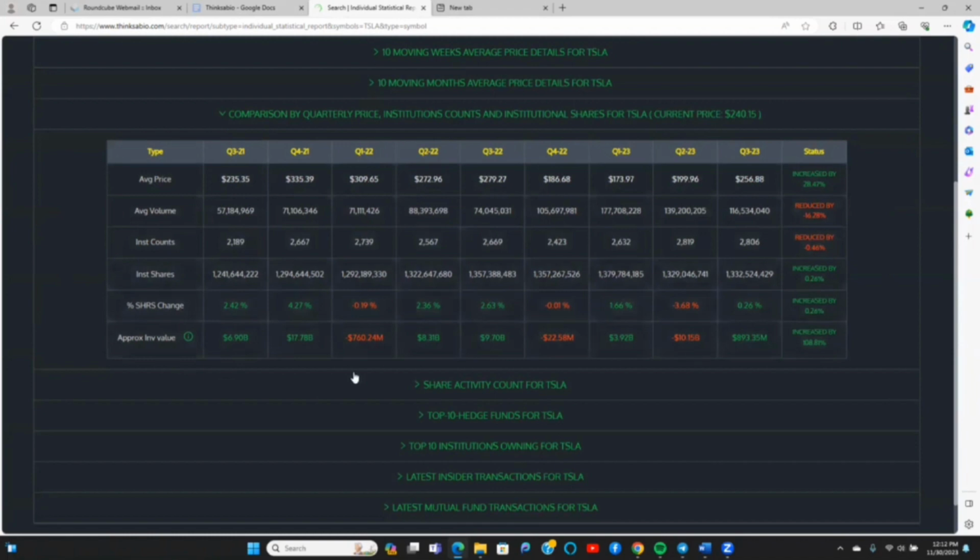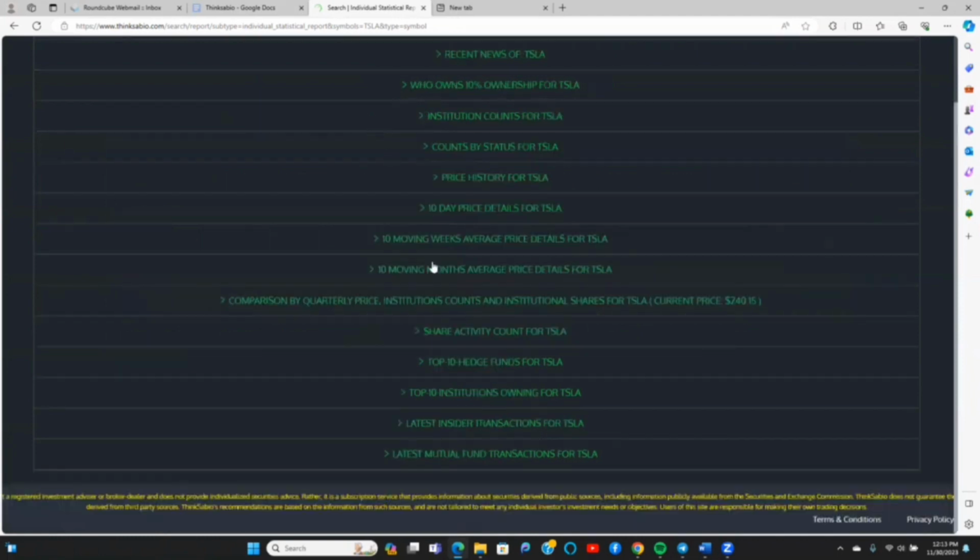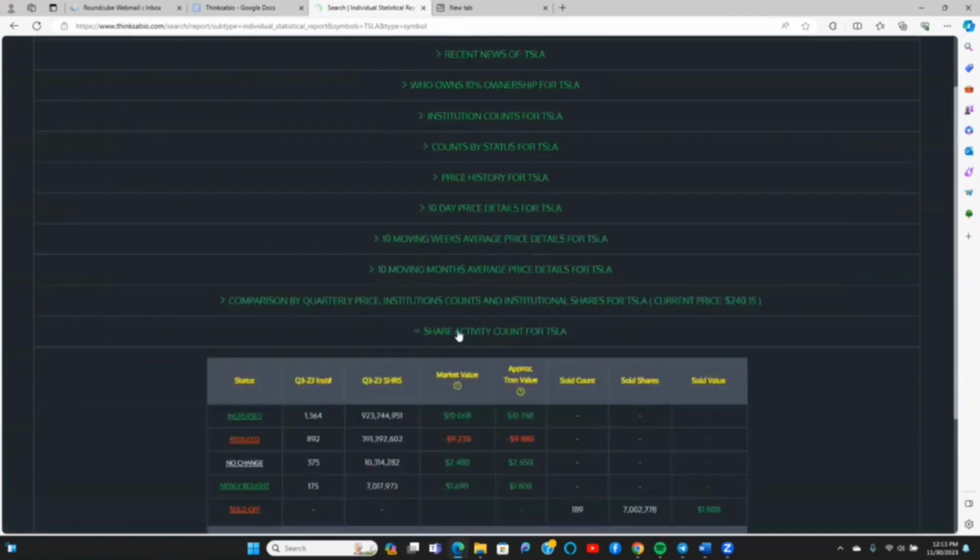Really valuable information here. This gives volume, pricing, and investment information. Really helpful information over a long range of time in one table. This is a very valuable report, comparison by quarterly price, institution counts, and institutional shares. So that's one I really would like to emphasize. From here, I'll go through each individual report briefly.